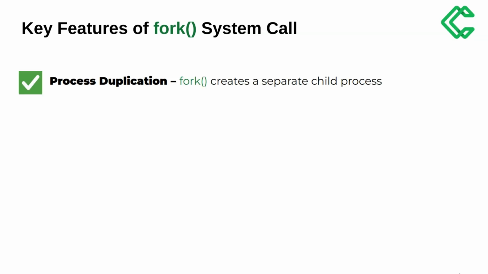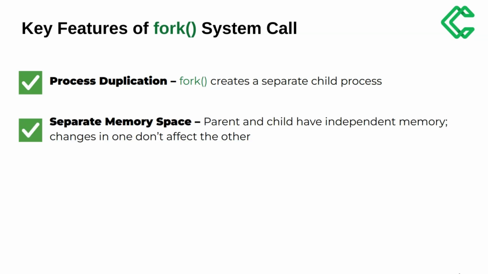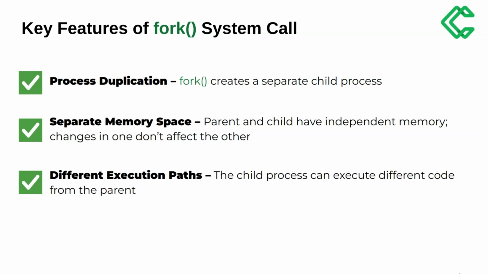The fork system call is a fundamental concept in process creation. Let's explore its key features. First, process duplication. Fork creates a new child process that runs independently of the parent. Each process has a unique process ID. Next, separate memory space. Even though both processes start with the same memory content, they have independent copies. Modifying a variable in one process does not affect the other.